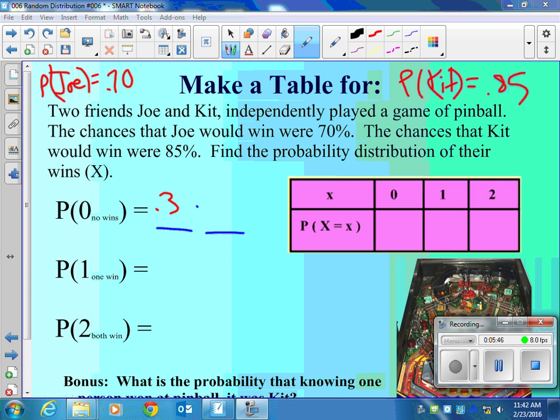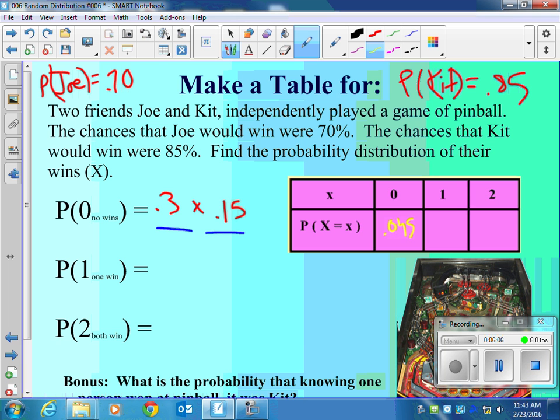0.3, right? What's the chances that Kit loses? 0.15. Yep. And that's going to be, what is that, 0.045? Is that right? 0.045. I like the table a lot. So I'm going to go down to this number 2 here.